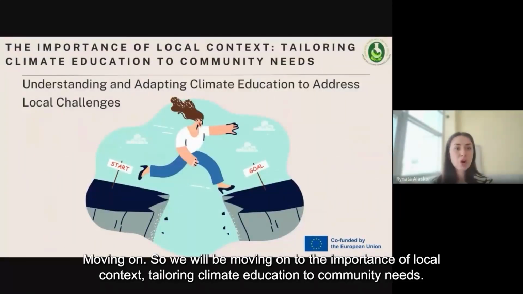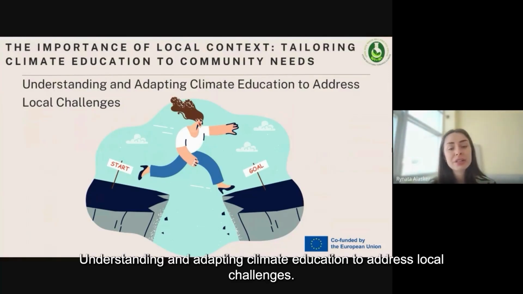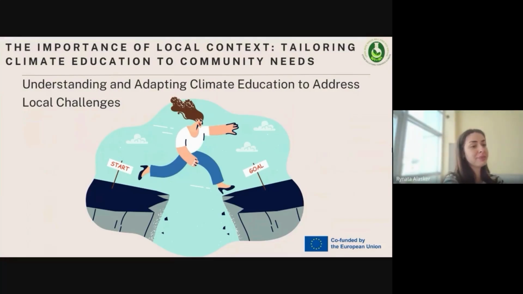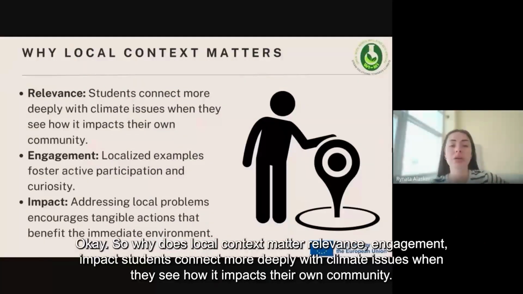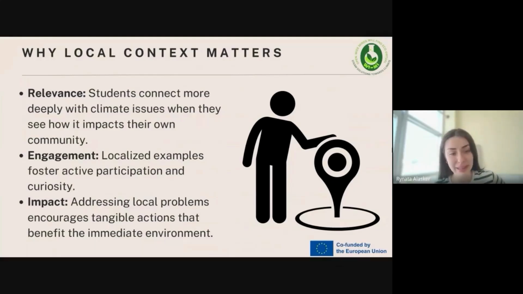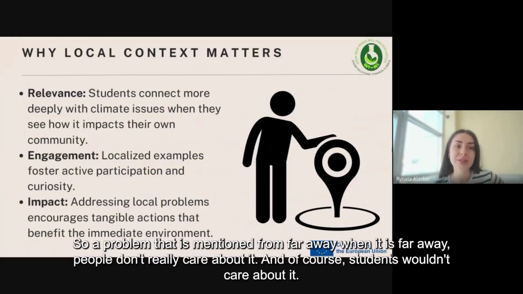Moving on. We will be moving on to the importance of local context: tailoring climate education to community needs, understanding and adapting climate education to address local challenges. Why does local context matter? Relevance, engagement, impact. Students connect more deeply with climate issues when they see how it impacts their own community. A problem that is mentioned from far away, people don't really care about it, and of course students wouldn't care about it.